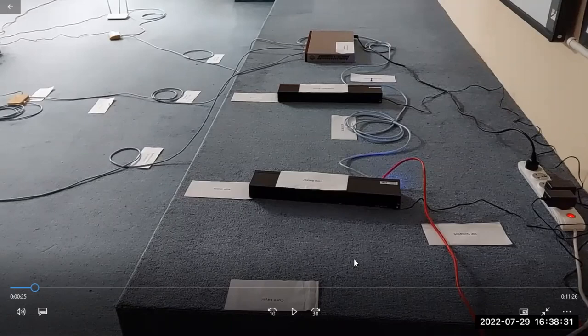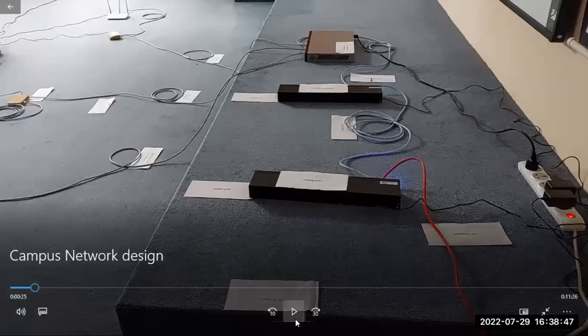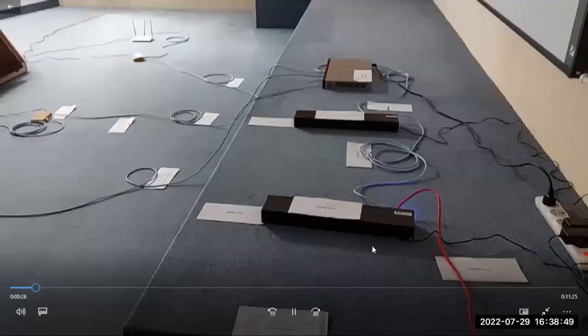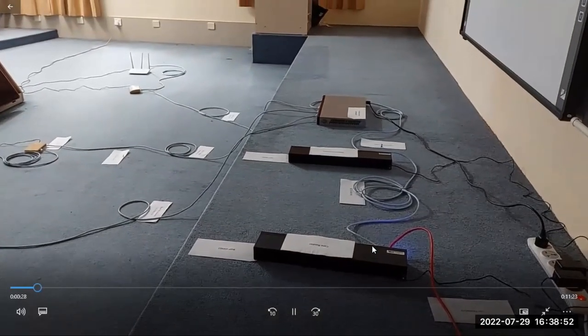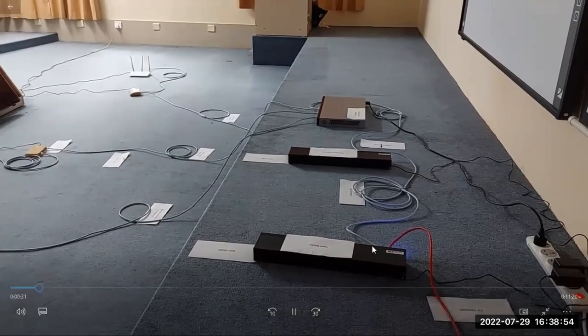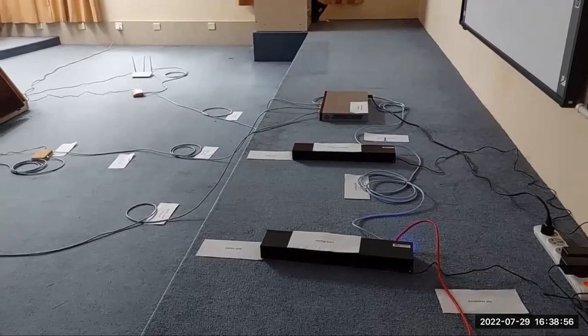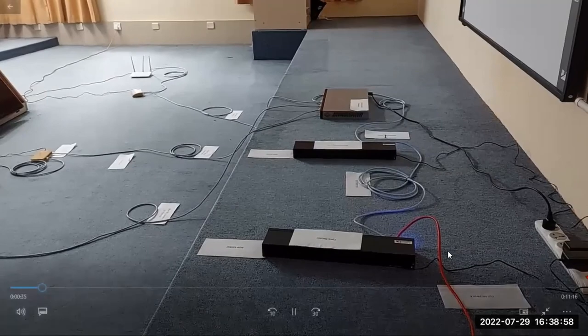Therefore, we would like to create three individual networks for these three buildings. What are our three buildings? The student building, the teachers building, and the academic staff building. So you can see here the labeling: core level, core router, distribution router, switch, etc.